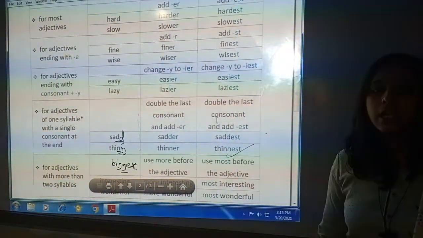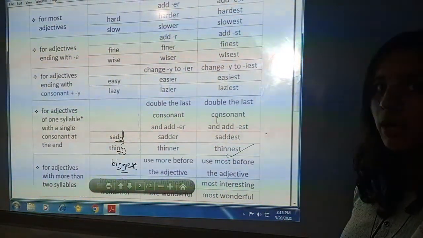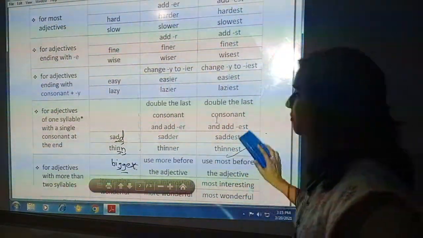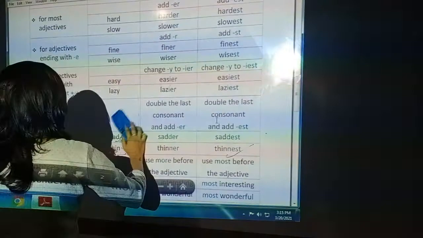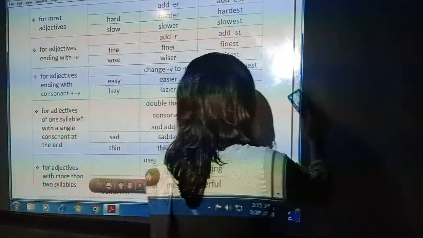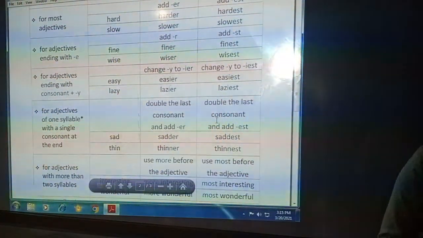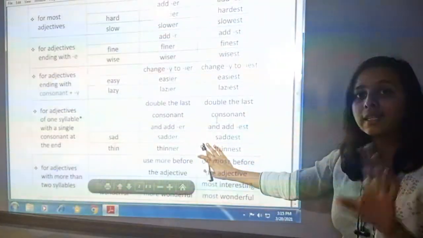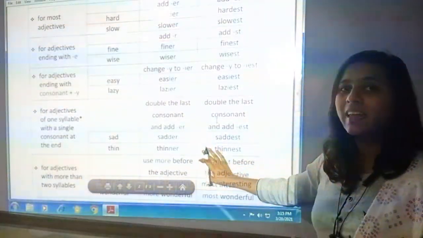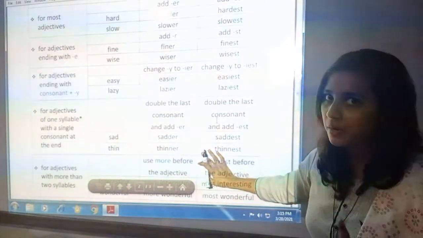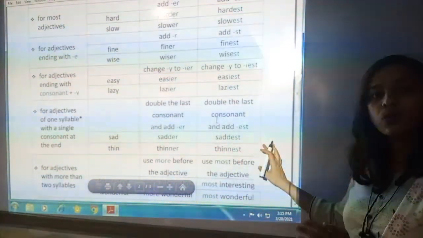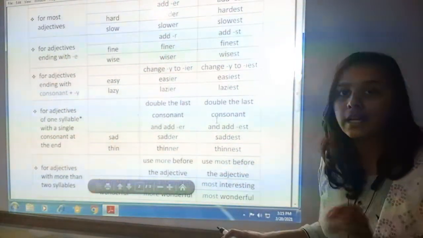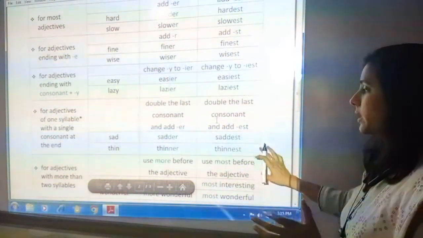For comparative degree, ER is added, but before ER some changes have been made. Sad is given, so it will become sadder. SAD will become SADDER in comparative degree, and in superlative degree SADDEST, saddest. So that is superlative degree.